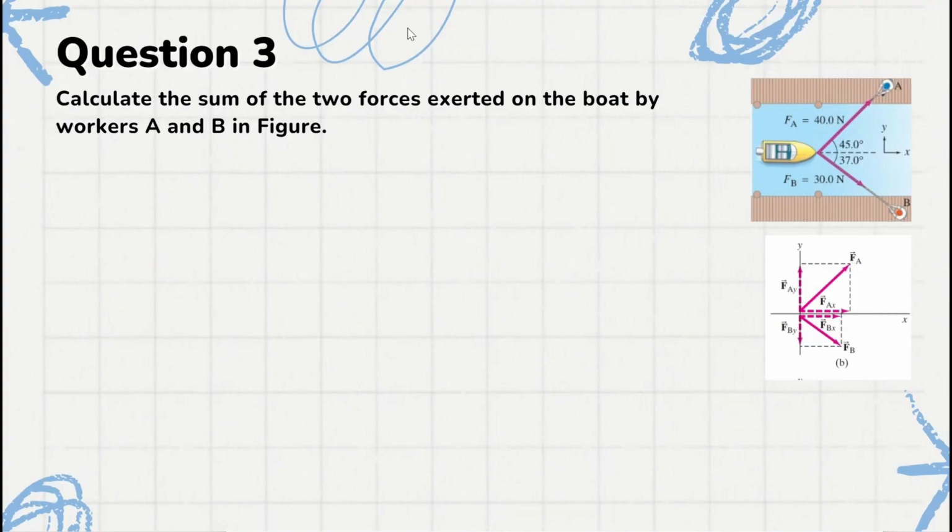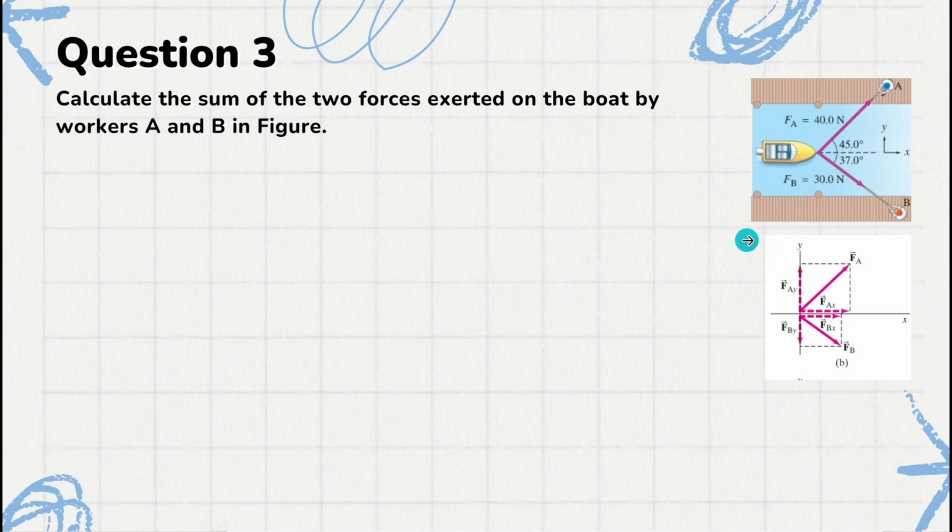Now question 3 is about an application of adding force vectors. The question asks us to calculate the sum of the two forces exerted on the boat by workers A and B in the figure. Figure B shows the free body diagram of it. We add force vectors like any other vectors. The first step is to choose an xy coordinate system and then resolve vectors into their components. The two force vectors are shown resolved into components in figure B. We add the forces using the method of components.